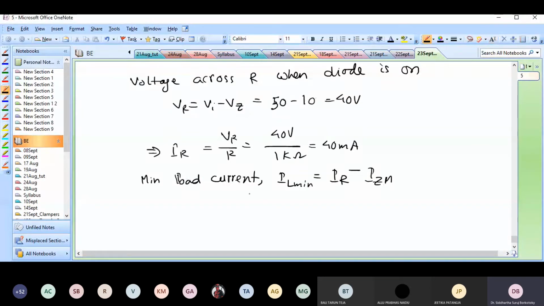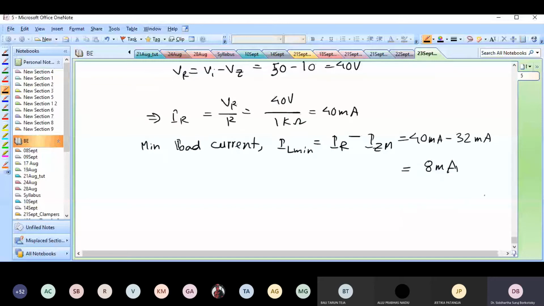IZM was given in the equation. So IR is 40 milliamperes, and IZM was given to be 32 milliamperes. So what is the final result? 8 milliamperes. So the minimum current you would see across the load is 8 milliamperes. Oftentimes you'll get something greater than that.